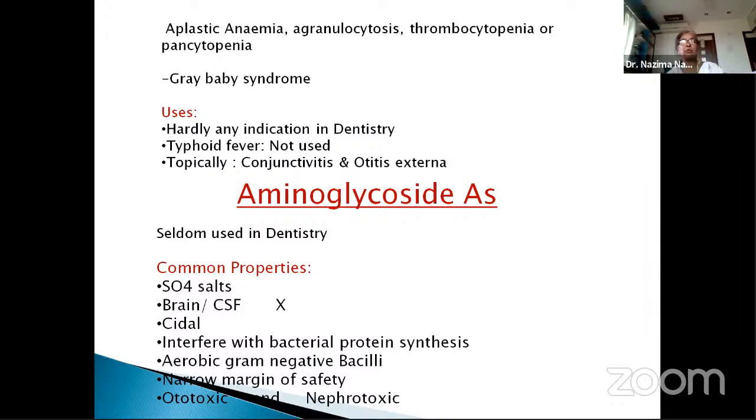Now coming to the aminoglycoside antibiotics. These drugs are seldom used in dentistry, but of course you should know about them. We'll go through these drugs very fast. Common properties could be asked of you all, as well as the side effects related to these drugs. They are available as sulfate salts.